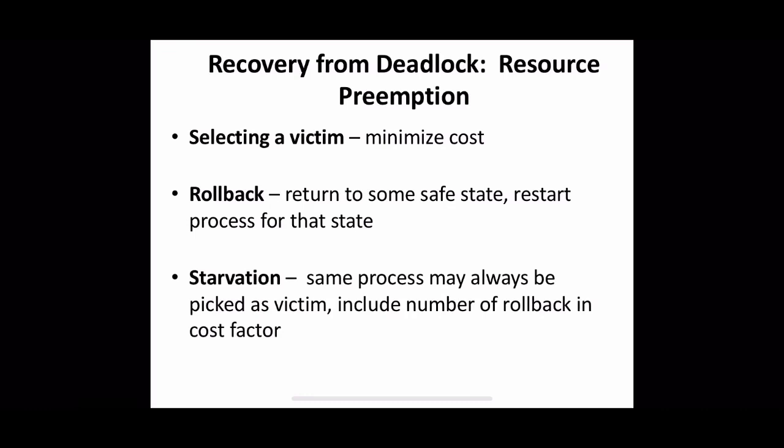And the third issue is starvation. That is, if you are selecting a victim in such a way that it will incur minimum cost, there's a chance that the same process is always picked as a victim. So as a result, this process never completes its designated task. How to avoid such a starvation situation? That is, we must ensure that a process can be picked as a victim only a finite number of times. One of the protocols used here is that we have to include the number of rollbacks in the cost factor. It also should be considered while we select a victim.